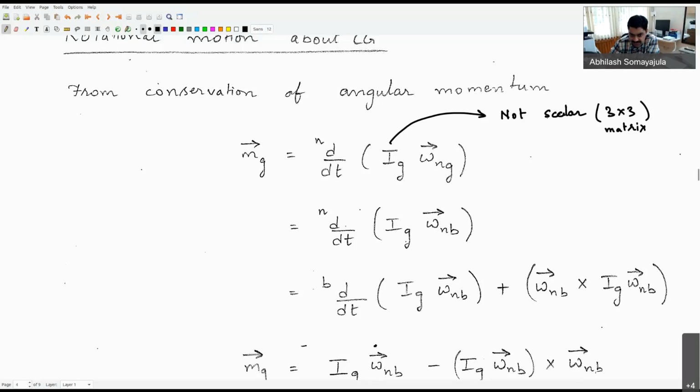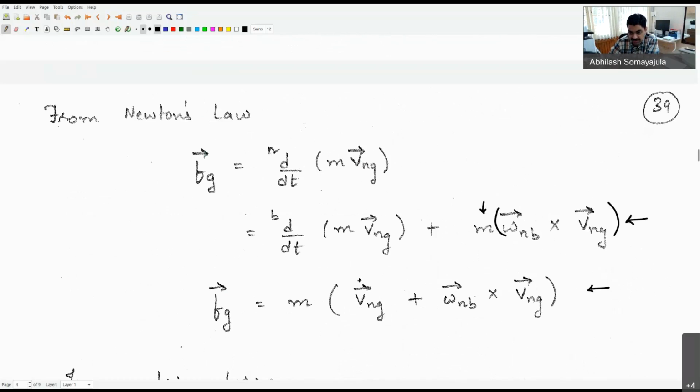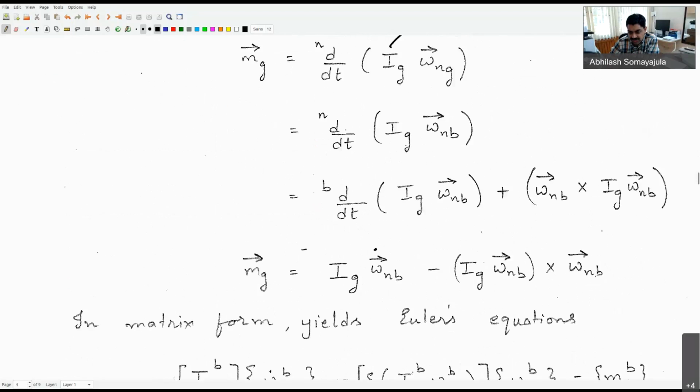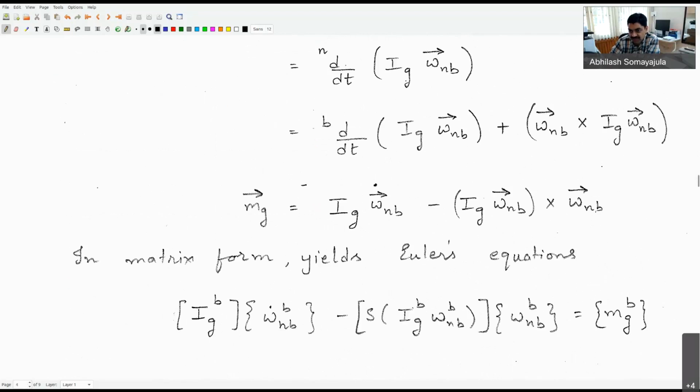Now, this time derivative is with respect to an inertial frame. That is where the Newton's laws are valid. But if I want to convert that into body fixed frame, I can express it as the derivative with respect to the body fixed frame. But then I have to add an additional term, which is omega nb cross Ig times omega nb. And notice here that I could not take Ig common, like how I did for the mass. Here I could take mass out common because it's a scalar value. I could not do it here because this is no longer a scalar. Is this making sense so far?